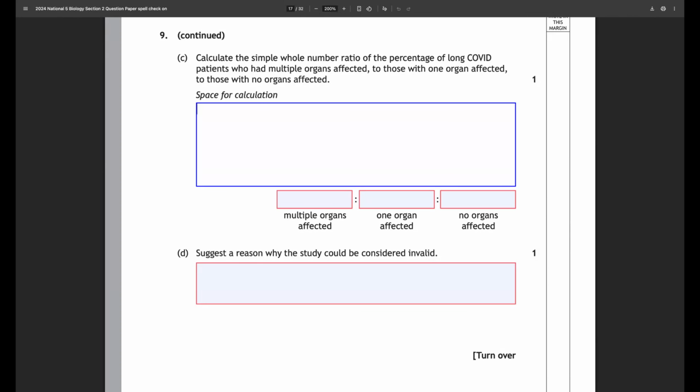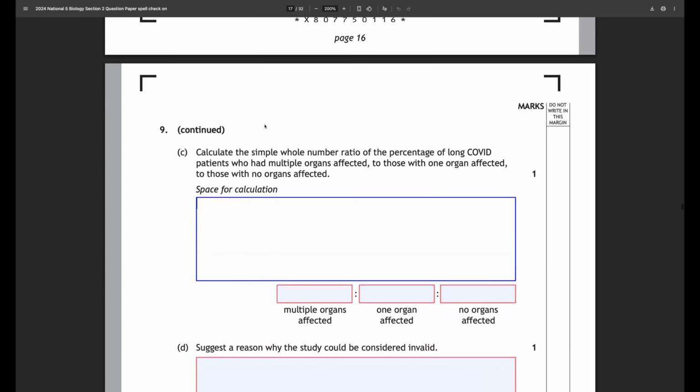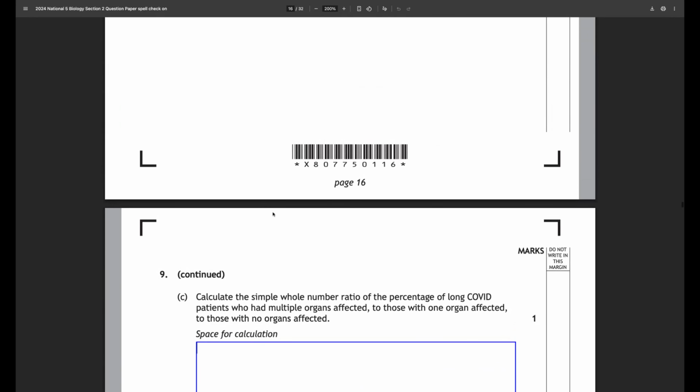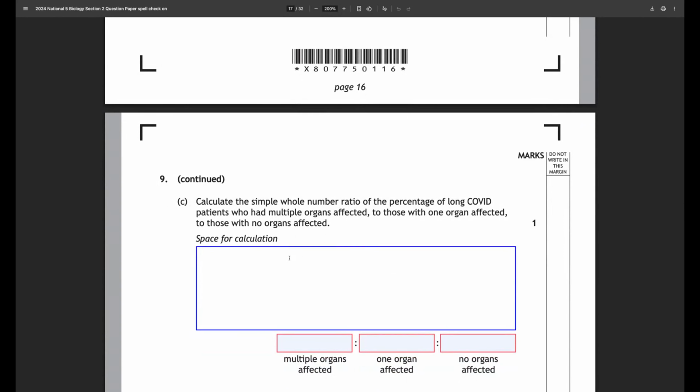Okay, question 9C. Calculate the simple whole number ratio of the percentage of long COVID patients who had multiple organs affected to those who had one organ affected to those who had no organs affected. So ratios can be tricky. In this case, the first thing to work out for ourselves is the order in which we're going to write the numbers in here. So they've got multiple organs affected as the first thing to go in your ratio, followed by one organ, followed by no organs.